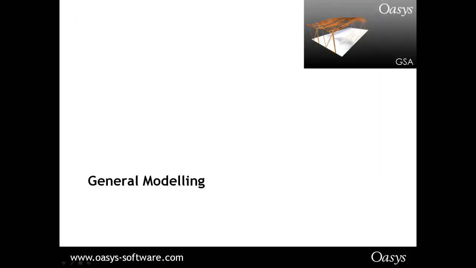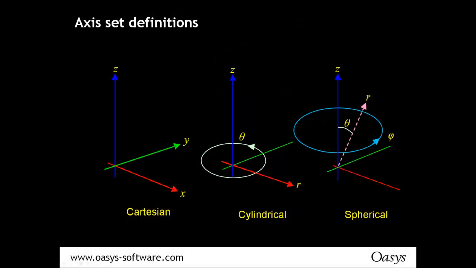So, general modelling first of all. The main thing to talk about in general modelling is axes. I think everyone's familiar with the fact that GSA has Cartesian coordinates, I suppose even those who haven't used GSA before. GSA defaults to using Cartesian coordinates, standard X, Y and Z coordinate systems, but it also has cylindrical and spherical coordinate systems, or axis sets, available in there, which, if you're dealing with cylindrical or spherical structures, surprise surprise, can be very useful.